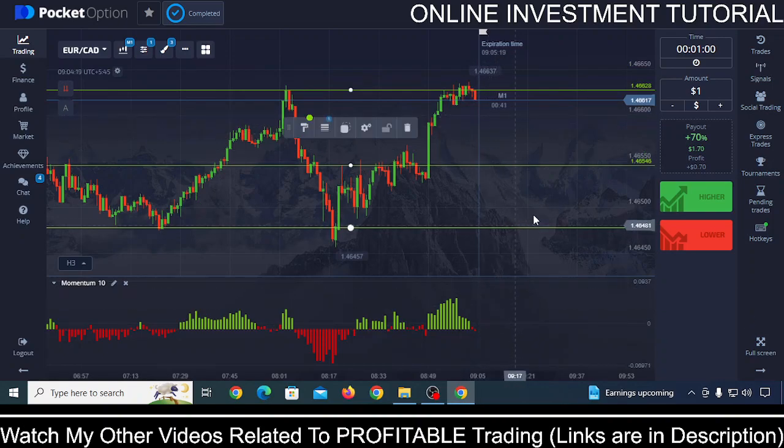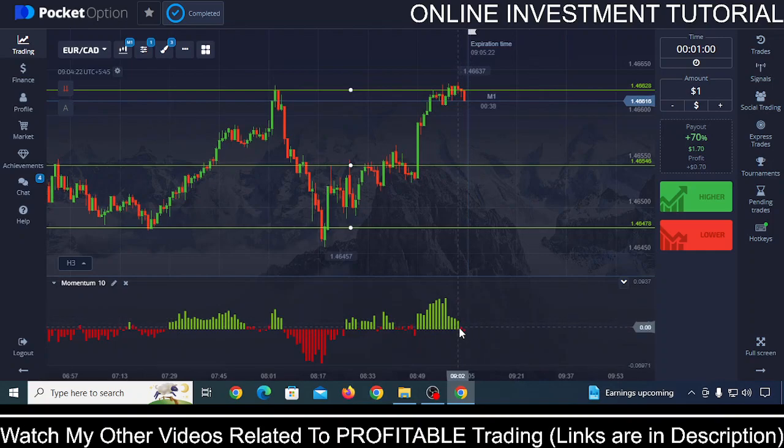Now you can wait for some time for the red histogram to start to form, and the histogram should make this kind of pattern, where the histograms become bigger and bigger and the market is falling down. If you see this kind of histogram and the market is falling down, that is the place where you can make a trade by clicking on lower. It's the same thing if the market is hovering down here, just the opposite of what I have shown you here.